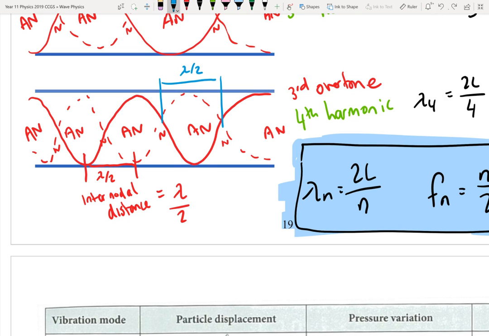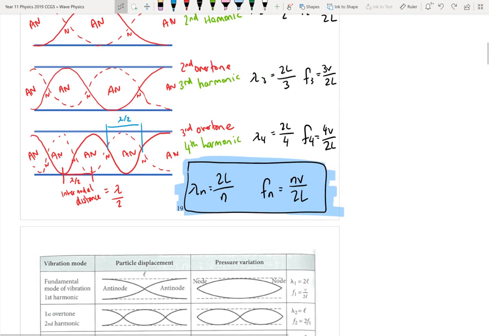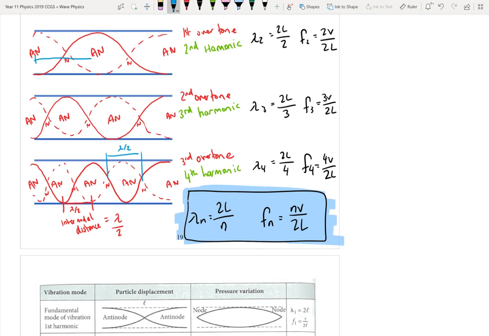Yeah, but isn't that related to half difference? No. It's just all of the distances, every single antinode that we've drawn has been half of a wavelength apart. Okay? Every node that we've drawn is half of a wavelength. Okay?